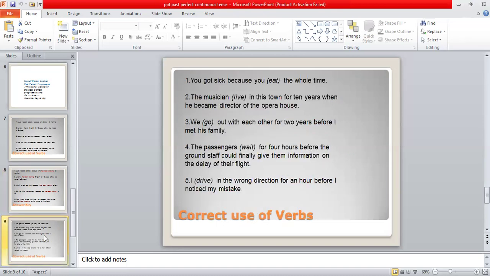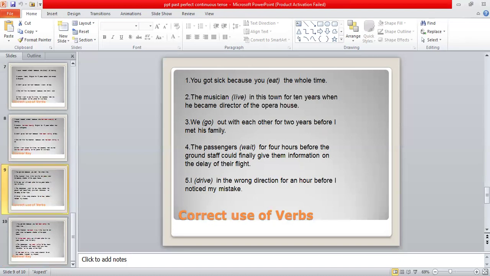Then we have some more sentences over here. Try to do these sentences yourself. You got sick because you eat the whole time. So the first part of the sentence is done with simple past tense, and the next part of the sentence has the sense of time. So it will be done according to past perfect continuous tense. So in this way, you can easily recognize and decide how you have to change the sentence according to the correct tense.